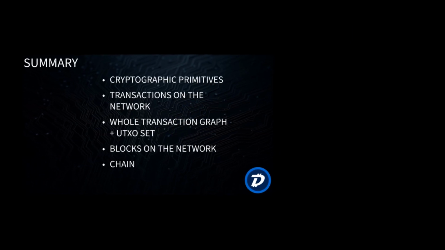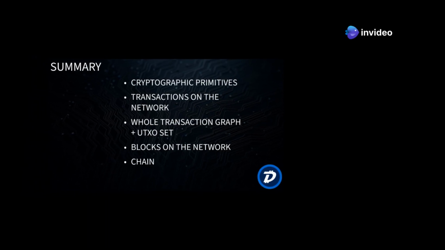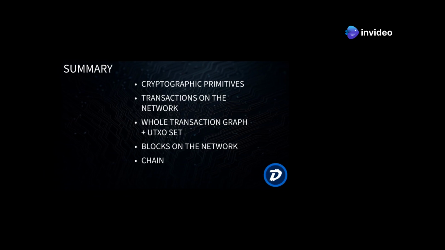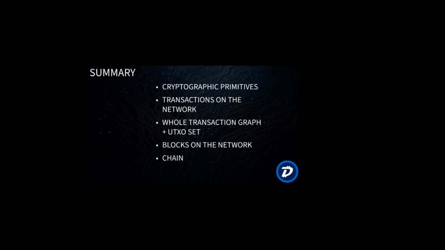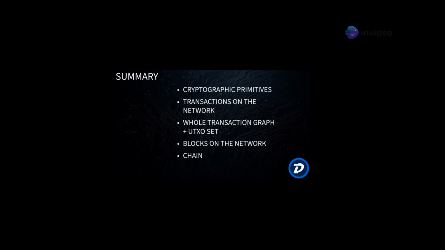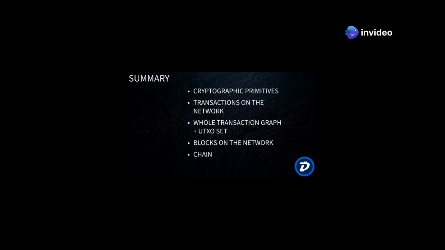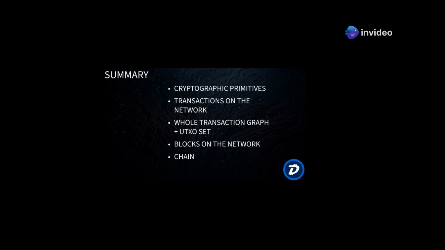Blocks on the DigiByte network serve as containers for transactions, forming the backbone of the blockchain. Each block includes a header with crucial information and a list of transactions, ensuring transparency and security. The chain of blocks represents DigiByte's entire transaction history, maintained through the longest and heaviest chain rule, which prioritizes the most secure and proof-of-work accumulated chain.